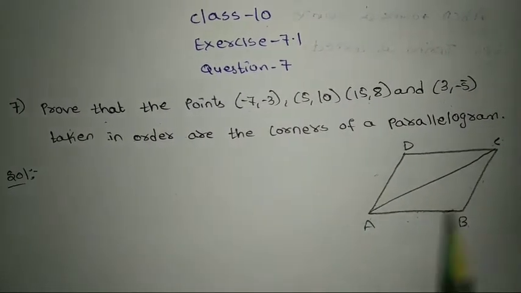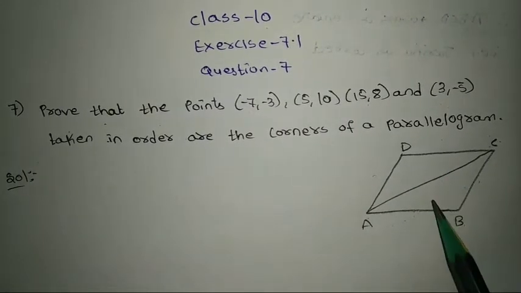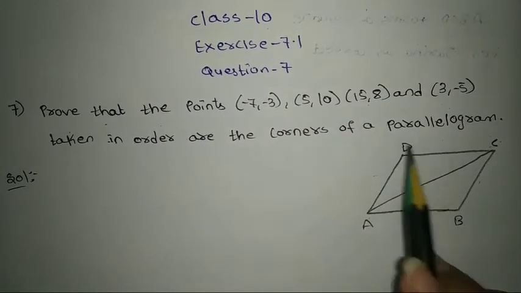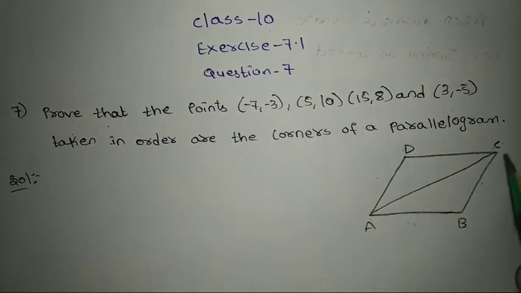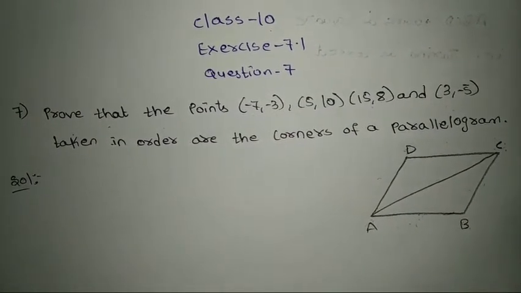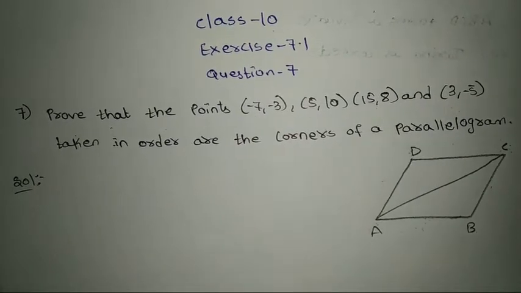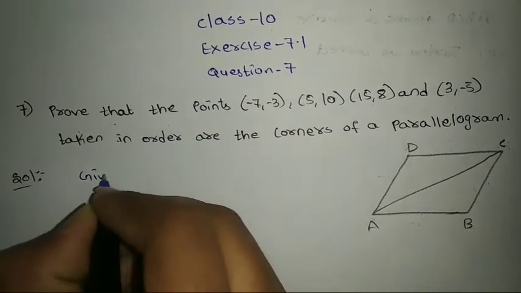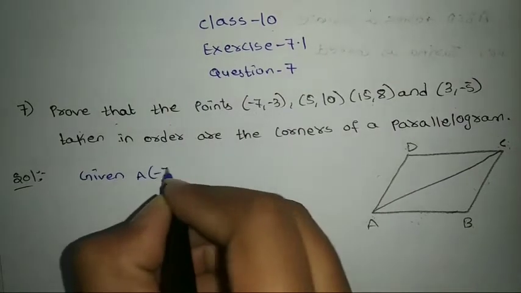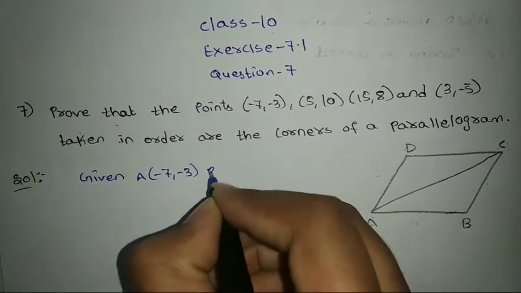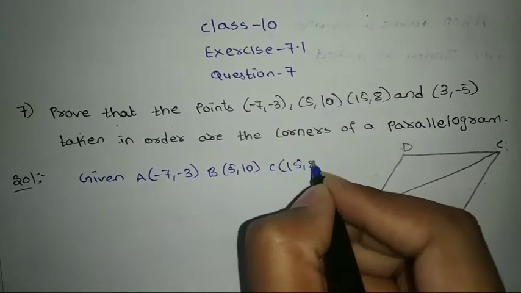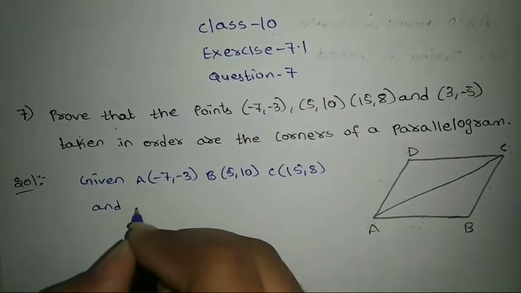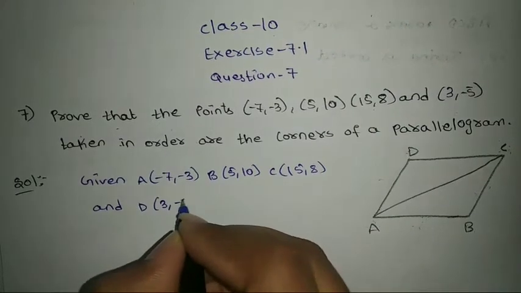So in a parallelogram, opposite sides length is equal. So AB size and DC size are equal, and AD size is equals to BC size. Okay, let's do the solution. Given A minus 7 comma minus 3, B 5 comma 10, C 15 comma 8 and D 3 comma minus 5.